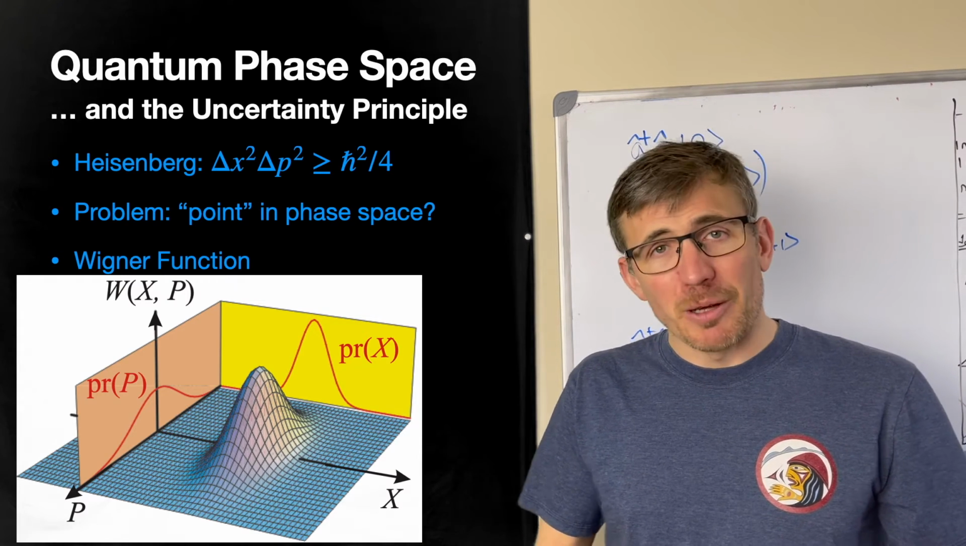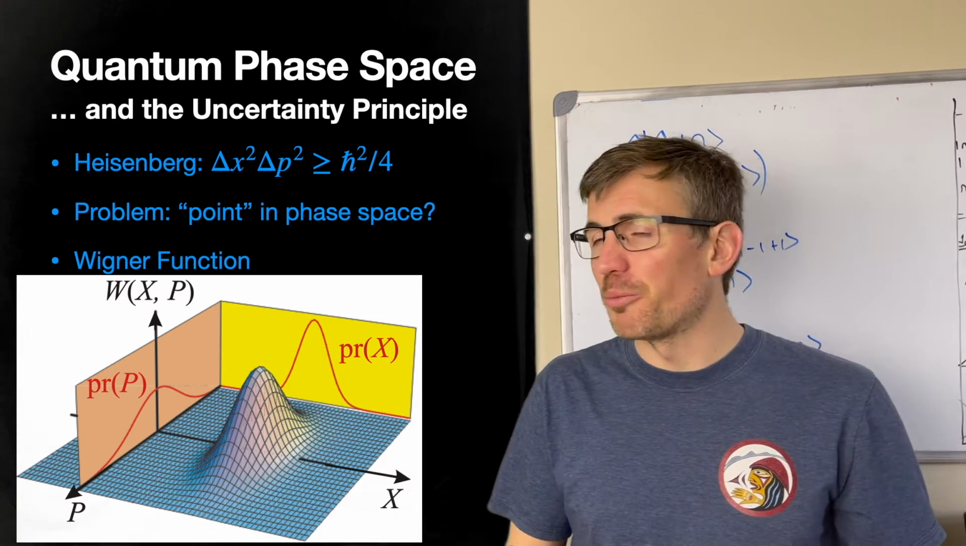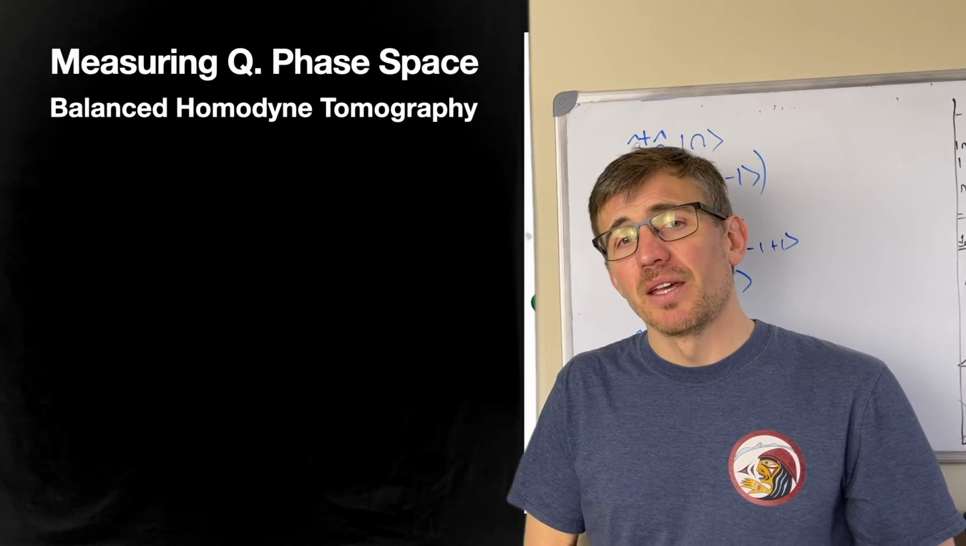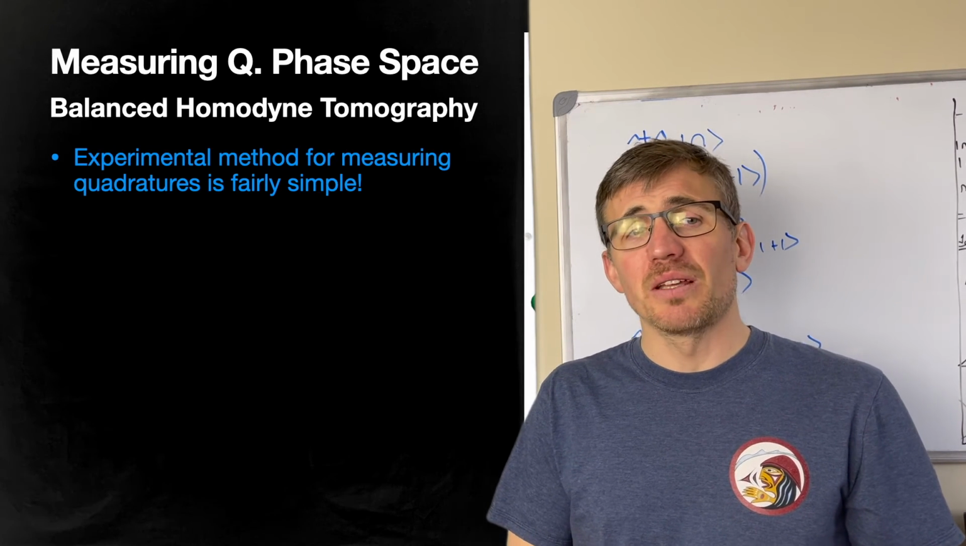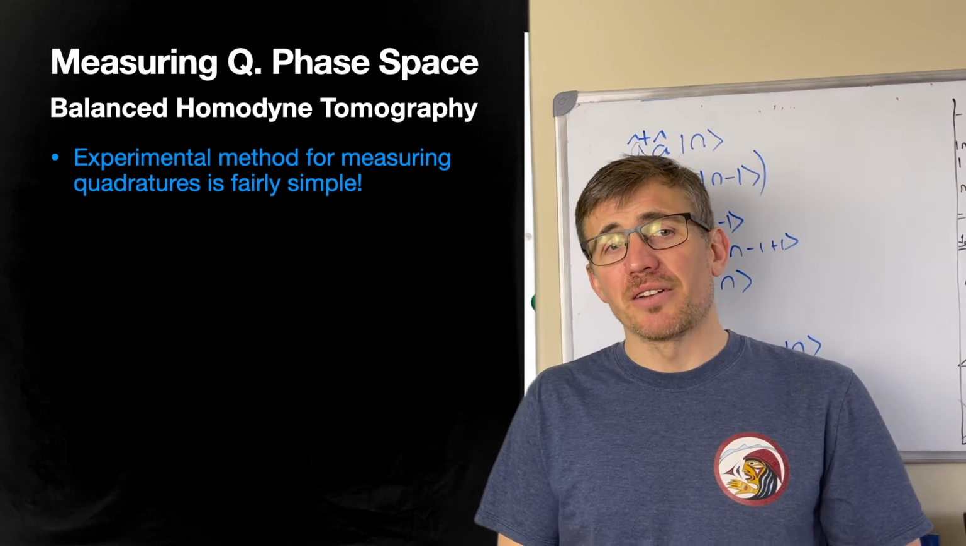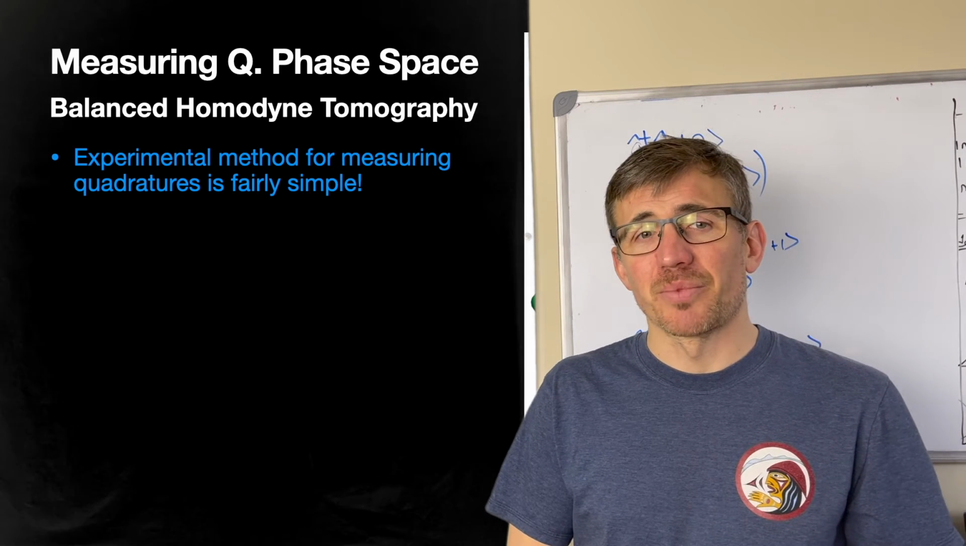Now I'm an experimentalist, so I'm interested in how we actually measure this. It's good to put it in our notebook, and to calculate it, but how do we actually measure it? It turns out that it's actually very simple to measure this experimentally. We can do it with stuff that we already understand, okay? And it's a technique known as balanced homodyne detection, okay?